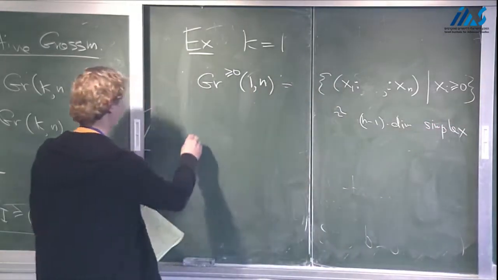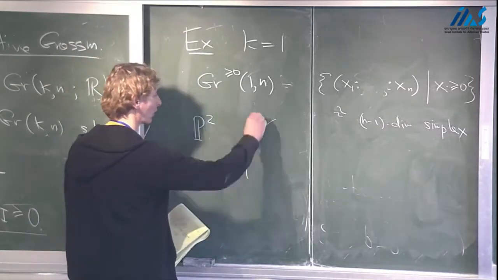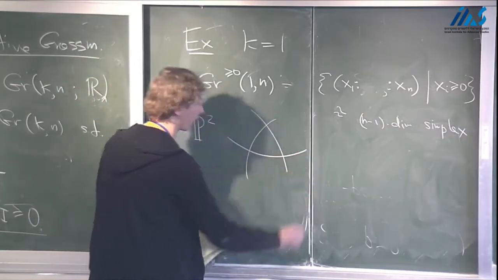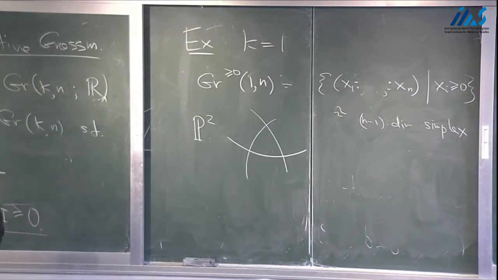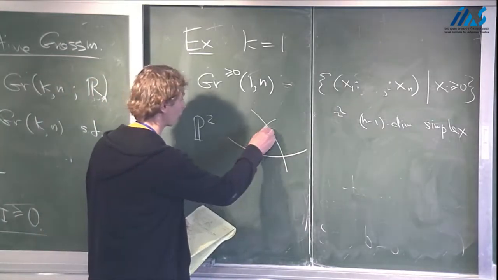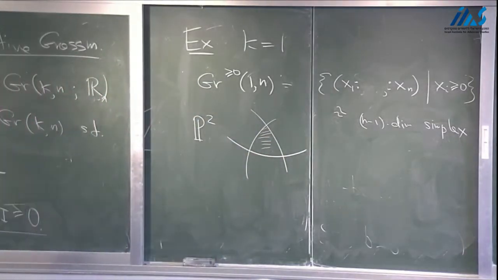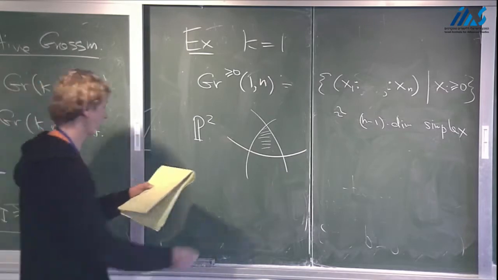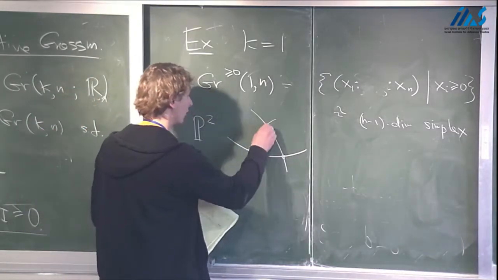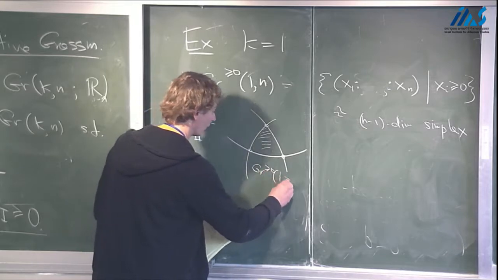So for example, for n equals 3, we have a projective plane, and inside of this projective plane we have this kind of positive octant. Right. So this part of the projective plane is the totally positive Grassmannian in this case. That's just a triangle. This is Gr greater than or equal to 0, 1, 3.